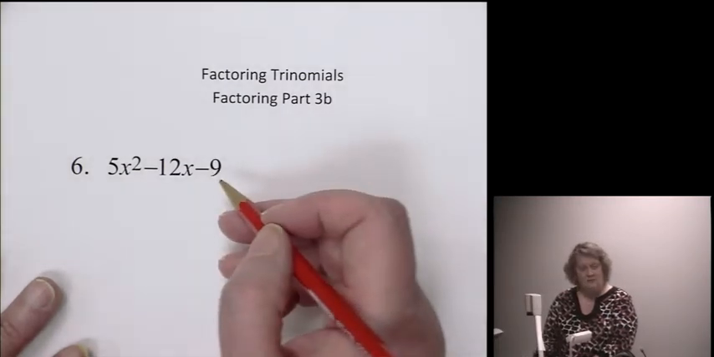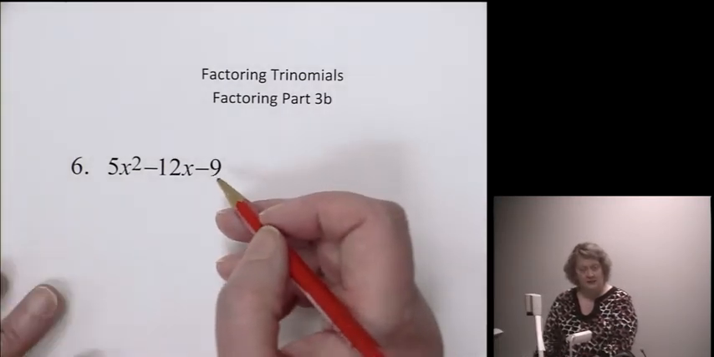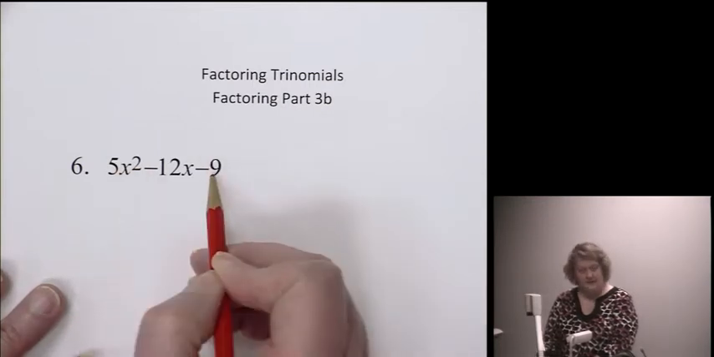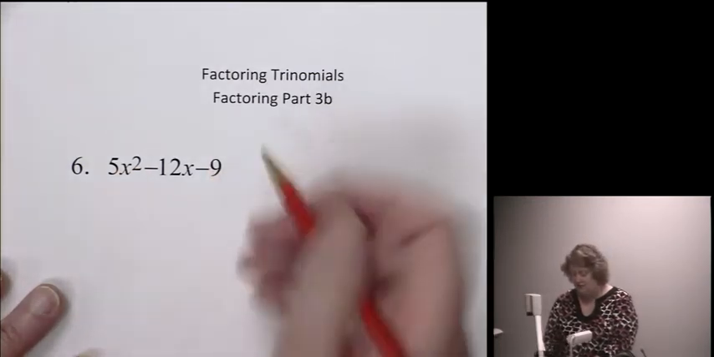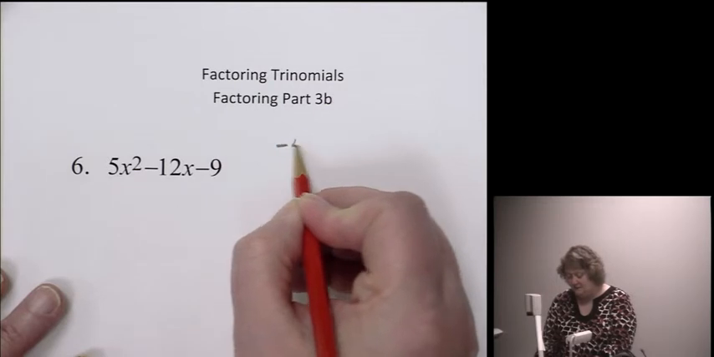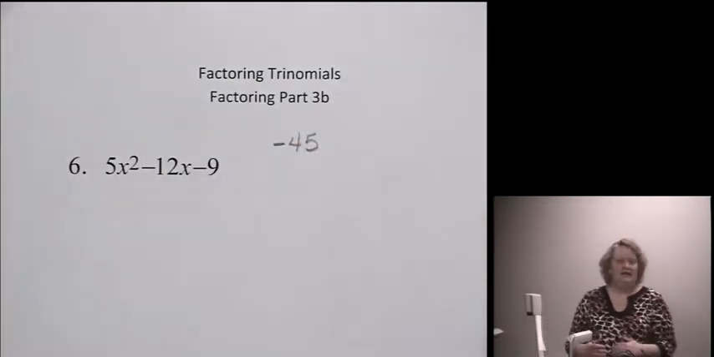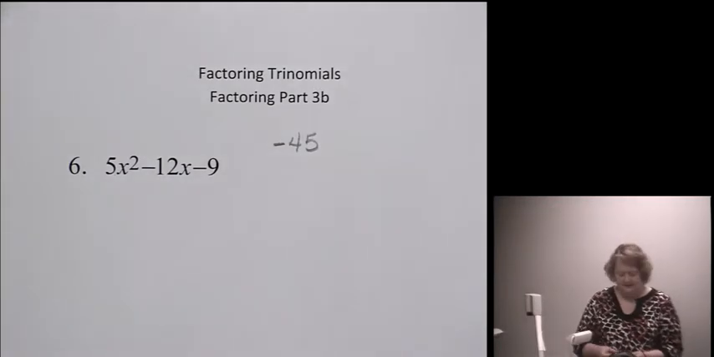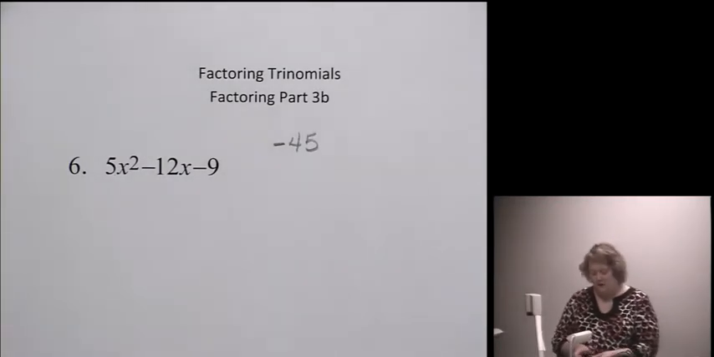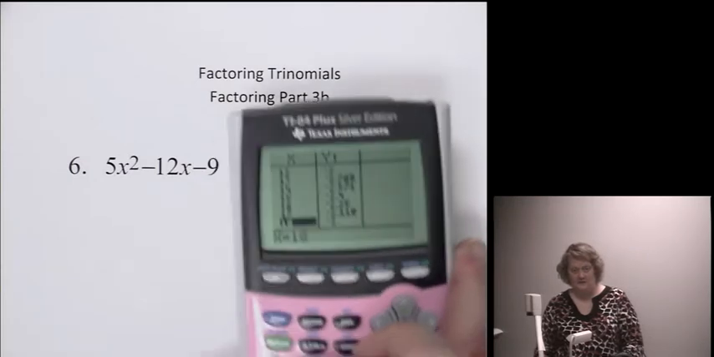Okay, remember that our first step is always to multiply the first and last numbers, and we want to keep our sign with that as well, and that's going to be negative 45. Now, in some of the other ones, I also kept the variable there. Keeping the variable is not really necessary. I do want to go back over how to use the calculator to help us.